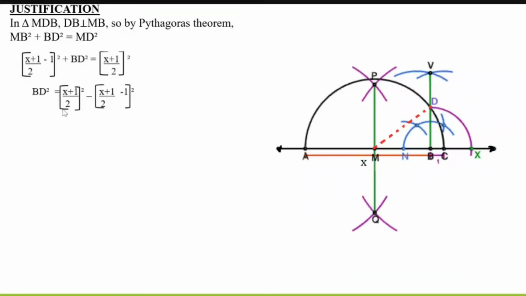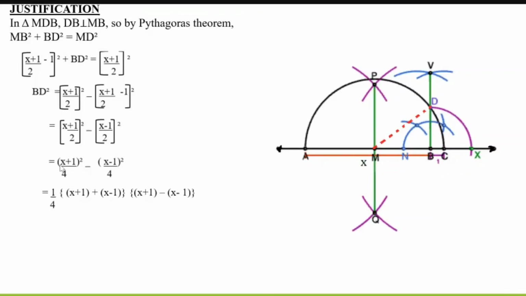Let us simplify them: ((x plus 1) upon 2) whole square minus ((x plus 1) upon 2 minus 1) whole square. If I take 2 as the LCM, this comes out to be (x plus 1 minus 2), that means ((x minus 1) upon 2) whole square. To get how much? (x plus 1) whole square upon 4 minus (x minus 1) whole square upon 4. I take 1 upon 4 common and I will be left with (x plus 1) whole square minus (x minus 1) whole square, which gives me the form (a plus b) into (a minus b).